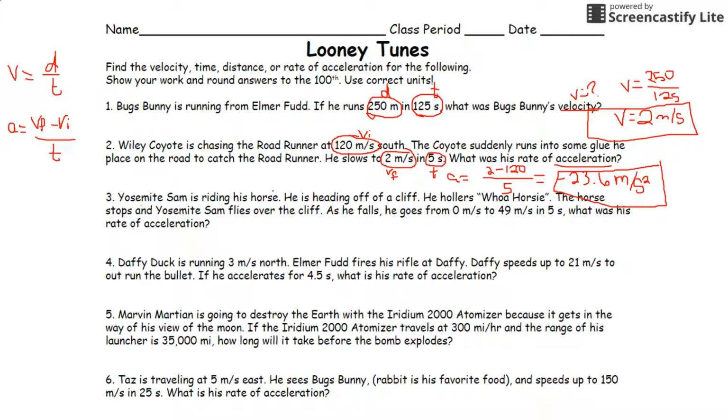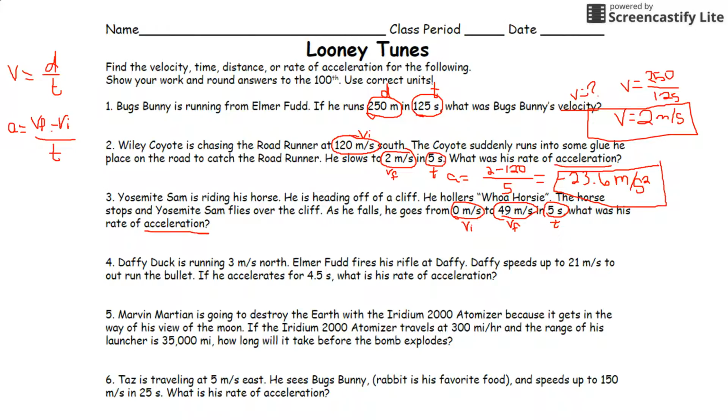Yosemite Sam is riding his horse. He's heading off a cliff. He hollers, "Whoa, horsey!" The horse stops and Yosemite Sam flies over the cliff. As he falls, he goes from 0 meters per second. That's velocity, and it's an initial velocity, to 49 meters per second. That's my final velocity in 5 seconds. That's a time. What was his rate of acceleration?